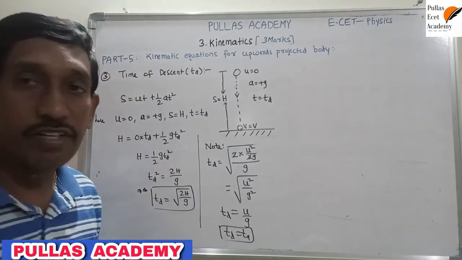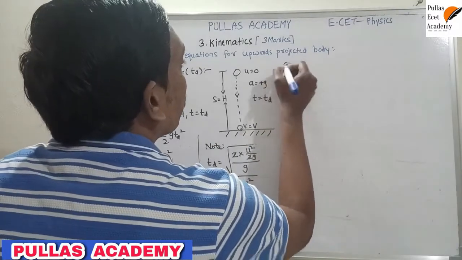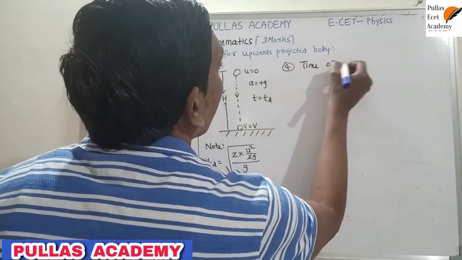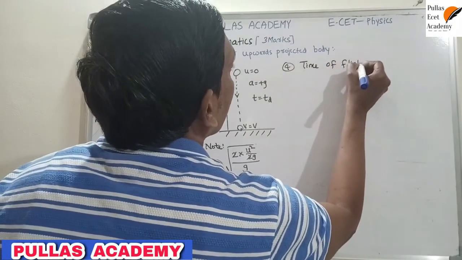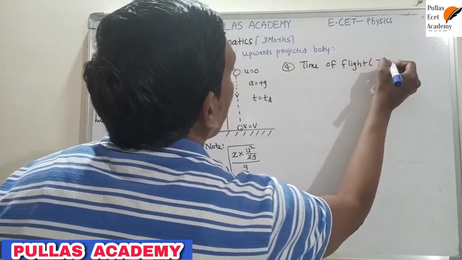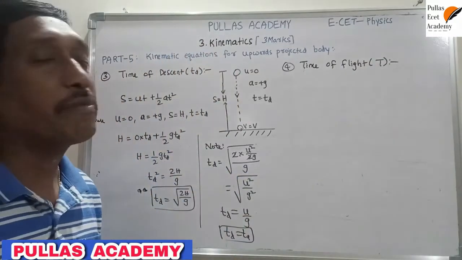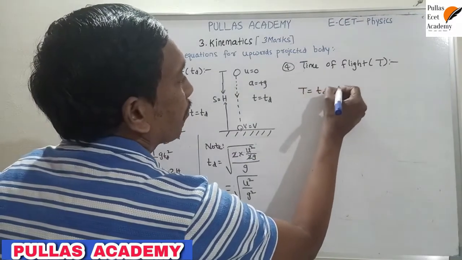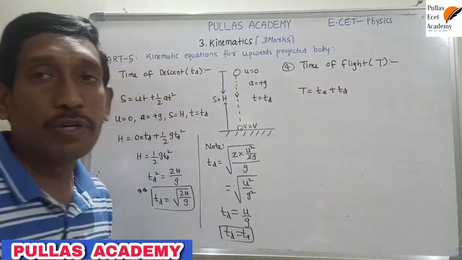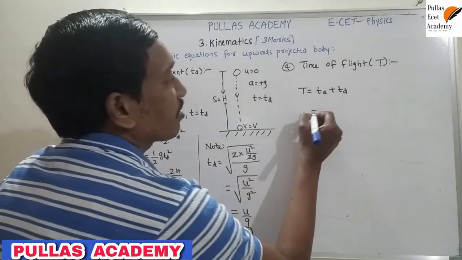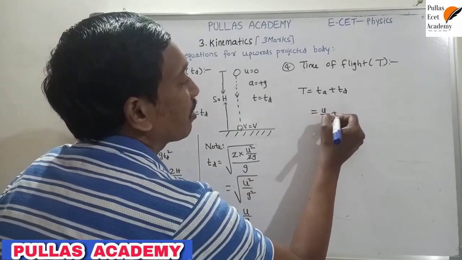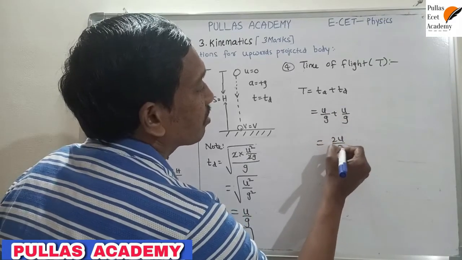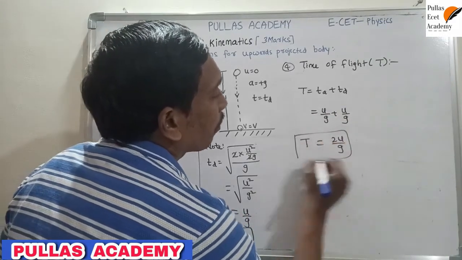So one more parameter you have to understand is time of flight. It is denoted by capital T. This total taken time is the time of flight. That means time of flight is time of ascent plus time of descent. The sum of these two times is the time of flight. Time of ascent is u by g, time of descent is also u by g, so the total is 2u by g. This is a very important expression.